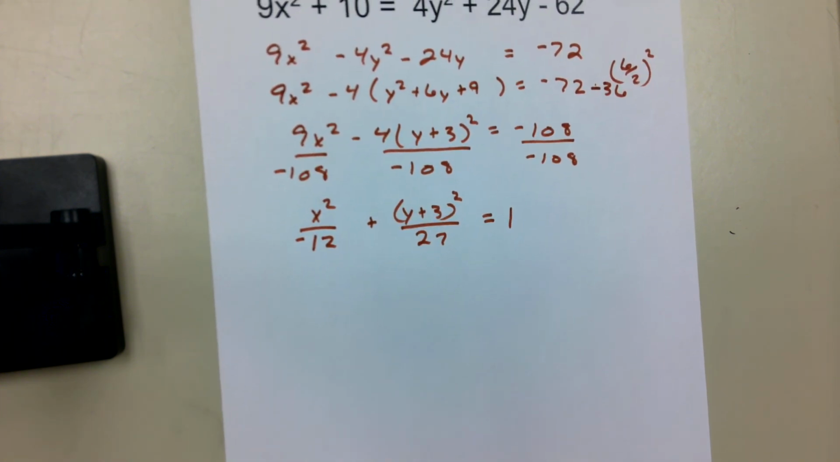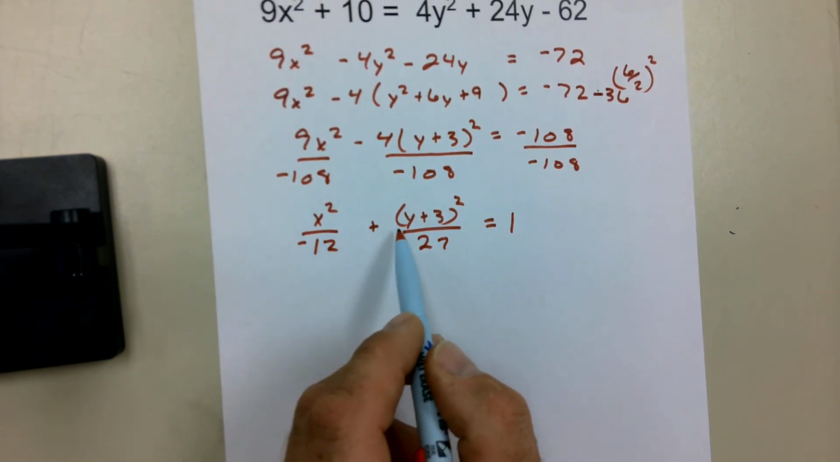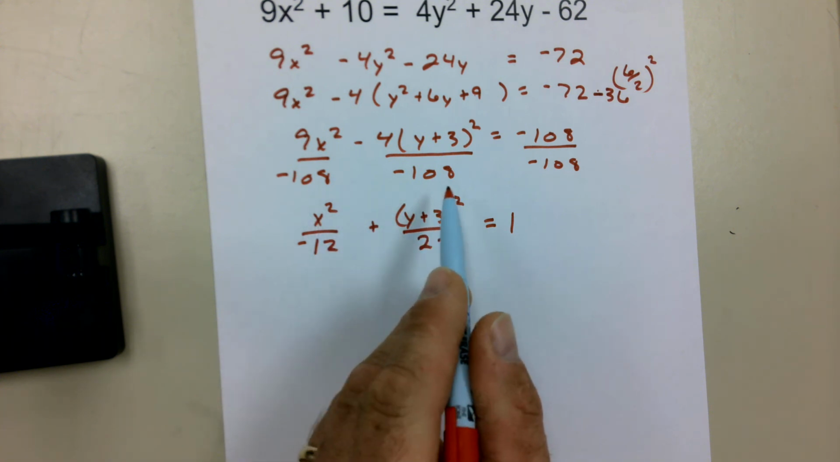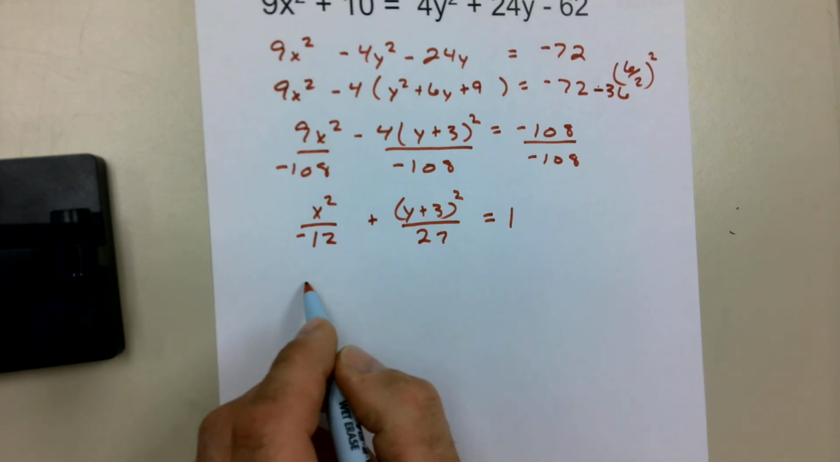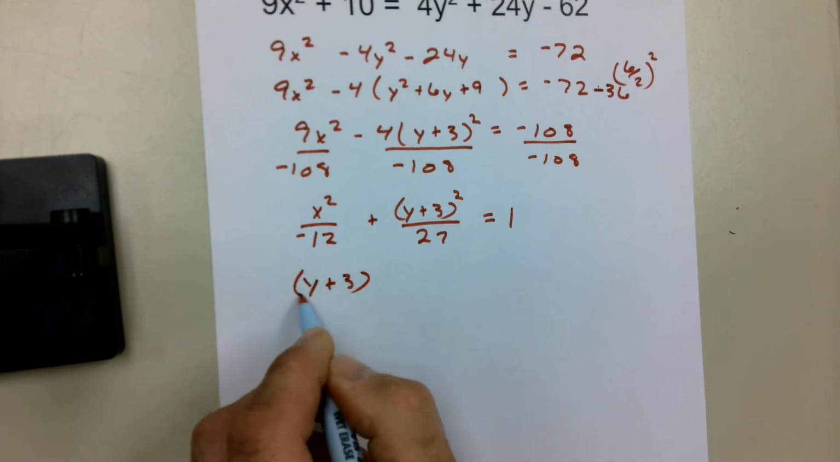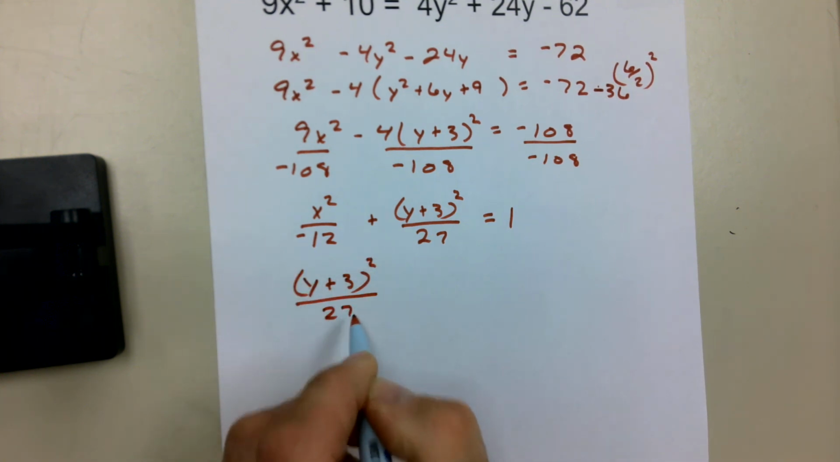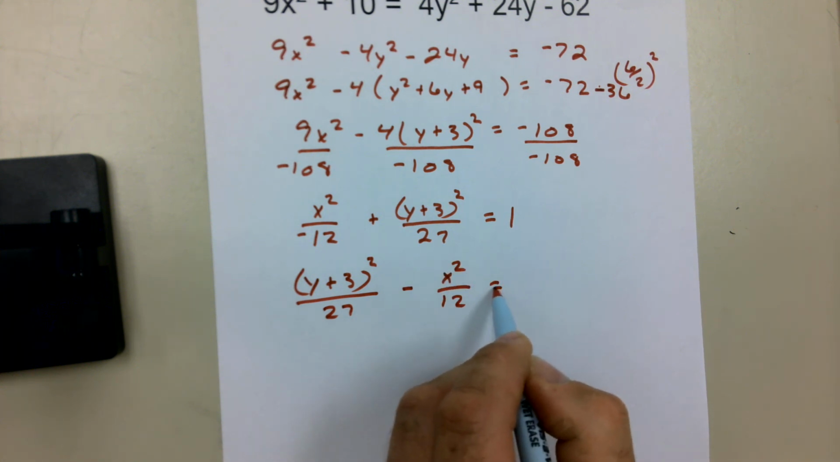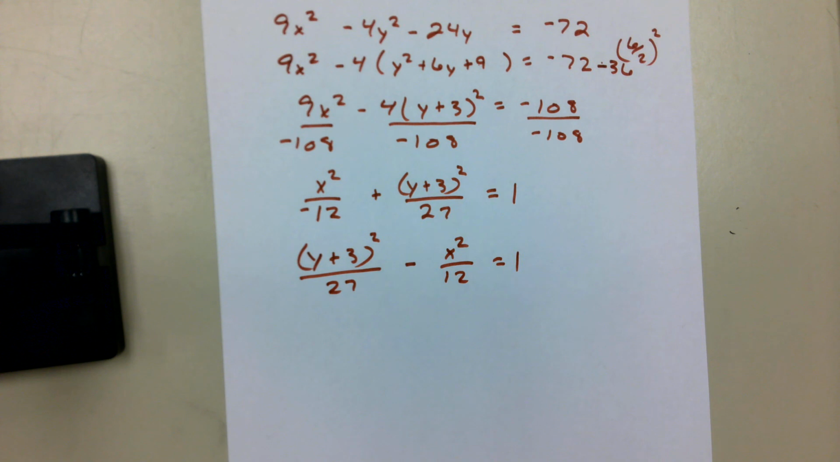What that's actually going to do is switch these two terms, so my positive term comes first. So I'm going to end up with (y plus 3) squared over 27 minus x squared over 12 equals 1. And now I can go ahead and graph this, finding my center, finding my foci, and so forth.